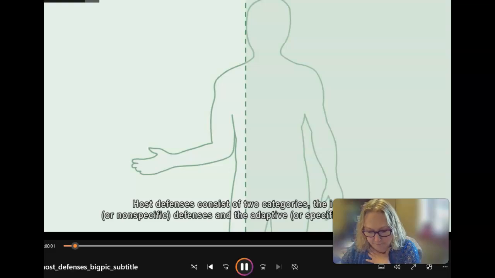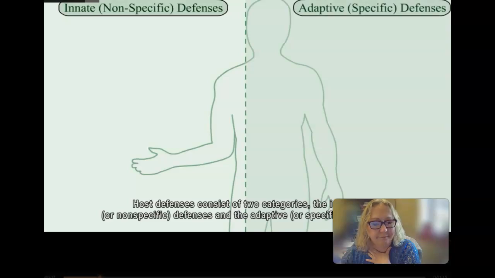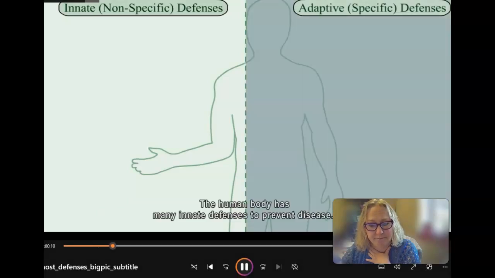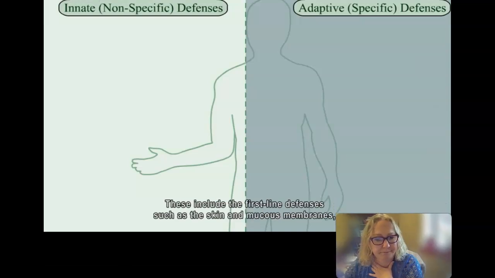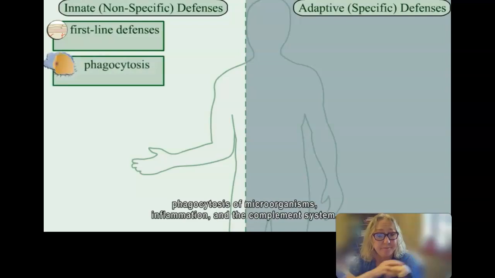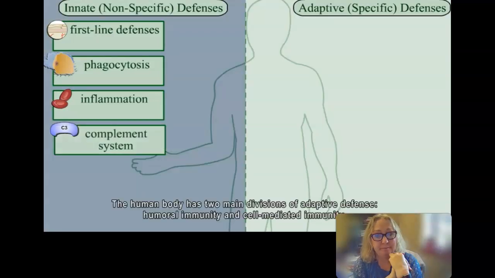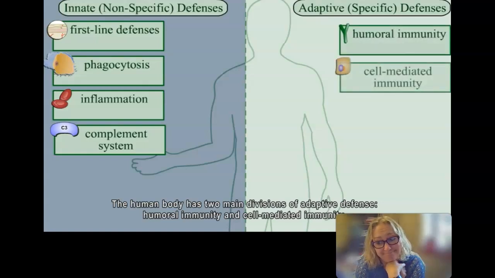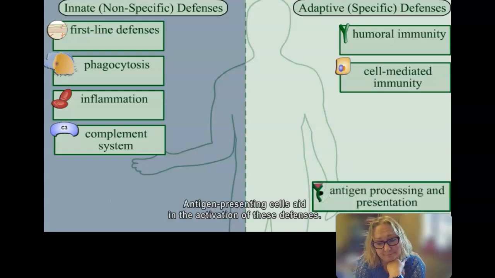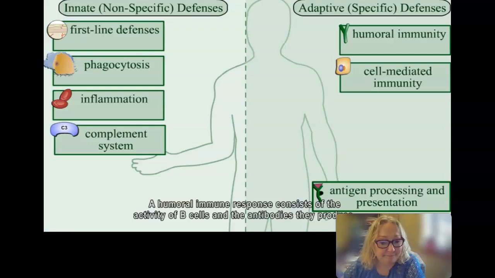Host defenses consist of 2 categories, the innate or non-specific defenses and the adaptive or specific defenses. We talked about this. The human body has many innate defenses to prevent disease. These include the first-line defenses such as the skin and mucous membranes, phagocytosis of microorganisms, inflammation, and the complement system. That's innate, last chapter. The human body has 2 main divisions of adaptive defense, humoral immunity and cell-mediated immunity. Antigen-presenting cells aid in the activation of these defenses. A humoral immune response consists of the activity of B cells and the antibodies they produce.